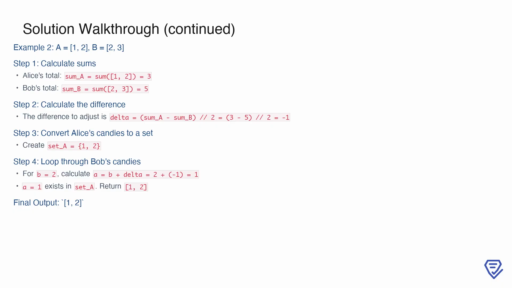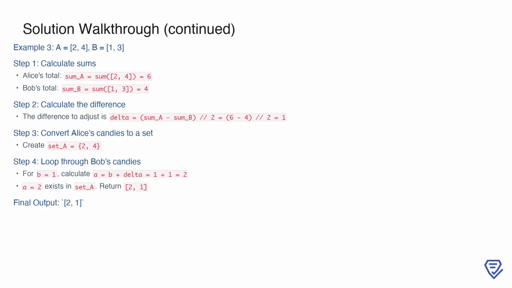Now, we loop through Bob's candies. For the first candy size, B equals 2, we calculate the corresponding candy size from Alice as A equals B plus delta, which equals 1. Since 1 exists in Alice's set, this swap works, and we can return 1, 2 as the solution. This ensures that both end up with equal amounts of candy.